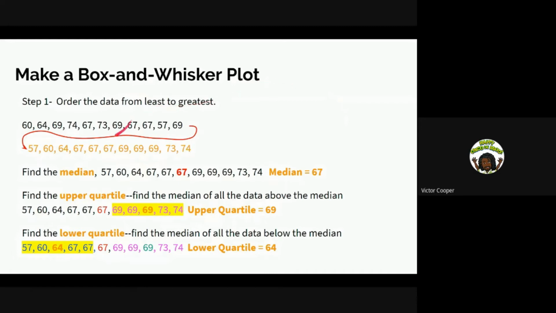Okay, so take the numbers, put them in order, find the one in the middle, find the numbers above that middle number, its median, its middle number, and find all the numbers below that middle number, its median, the middle number for that one.